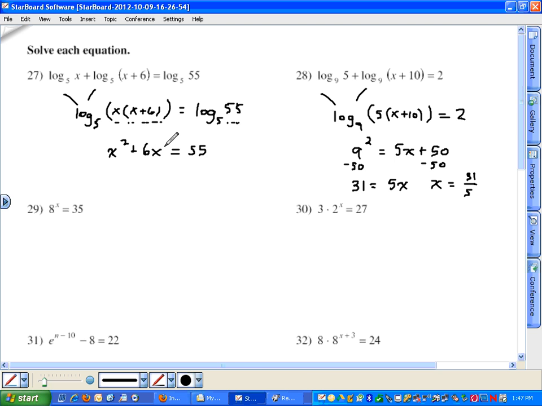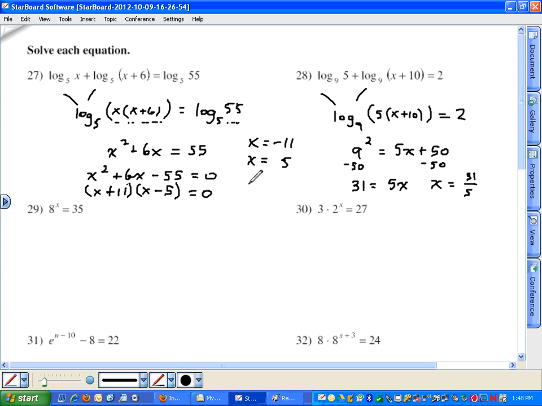So this is just a quadratic equation that we can solve by factoring. Subtract 55 to the other side, and we get x squared plus 6x minus 55 equals 0. Now if we factor, we get x plus 11 and x minus 5, which gives us two potential solutions here. X equals negative 11 and x equals positive 5.